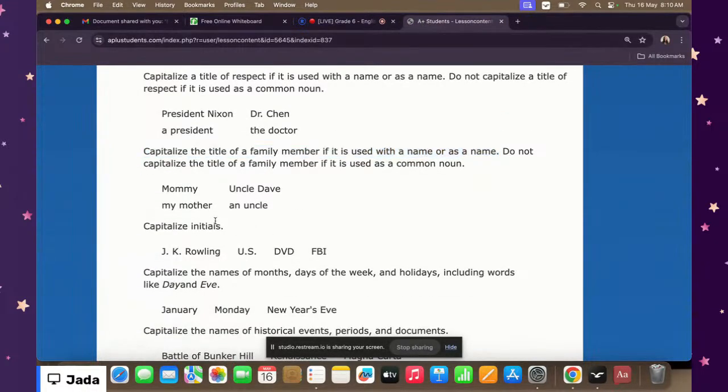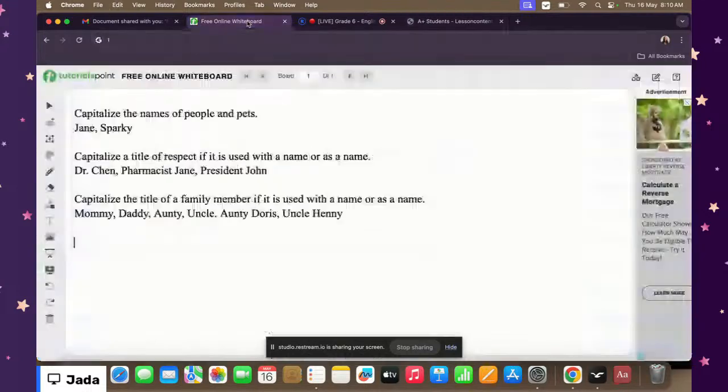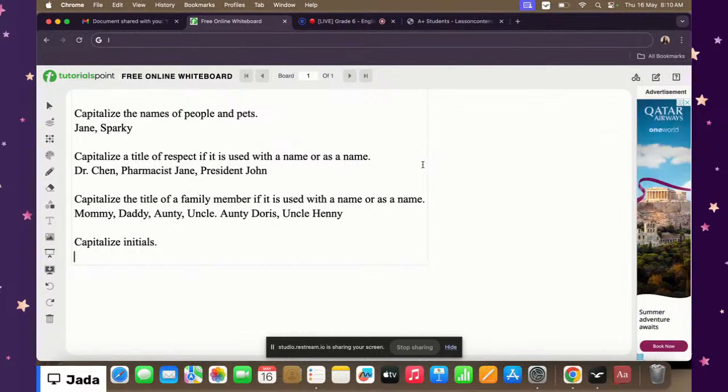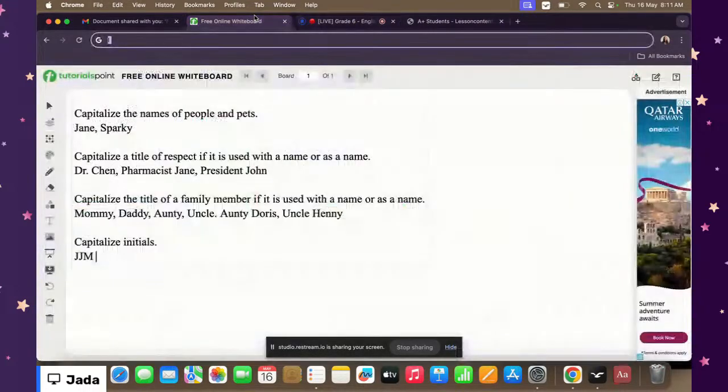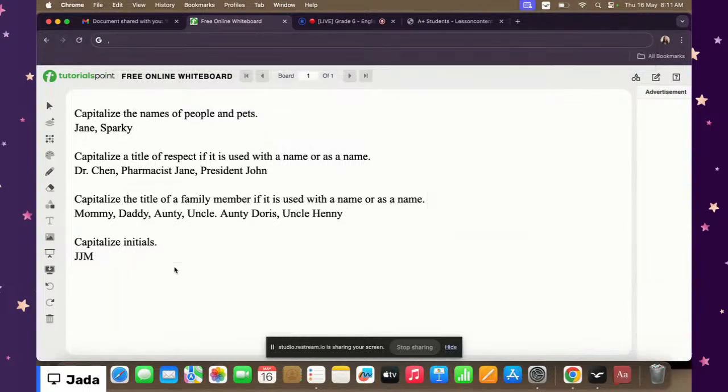Now capitalize initials. You have to capitalize your initials. And when we say initials, it's just like the short form of your name. So for example, your initials are JJM. Yeah, like mine. So it is an initial and it is capitalized. So we have JK Rowling, US, DVD, FBI. Okay, there are lots of initials that you can capitalize. You guys can also share some of them if you have an idea of any.